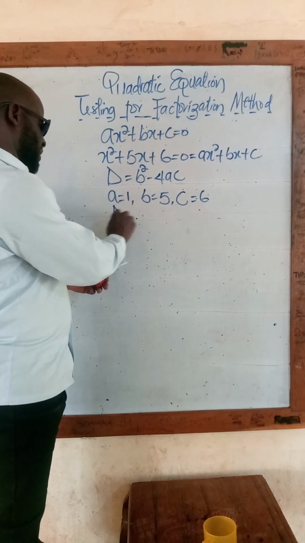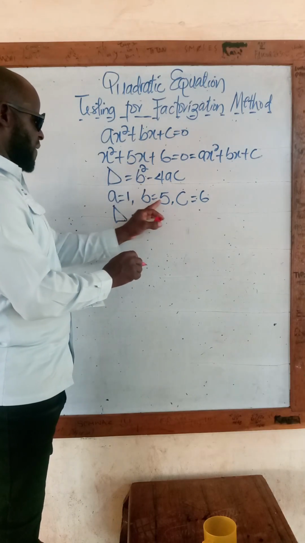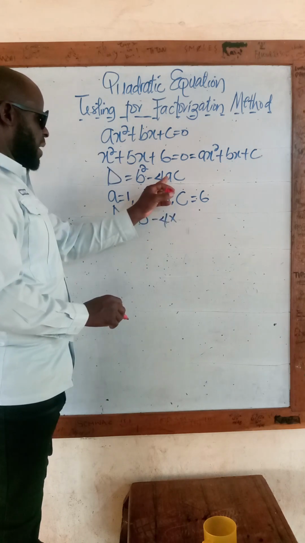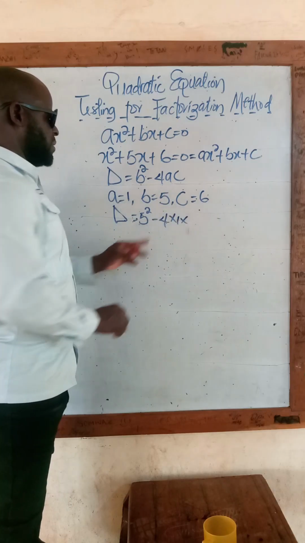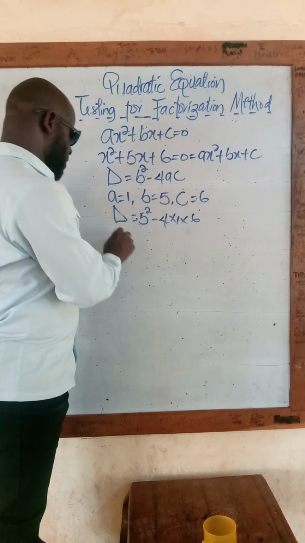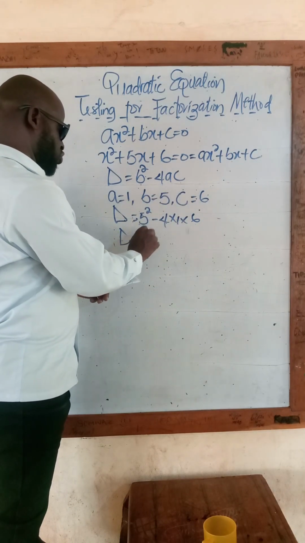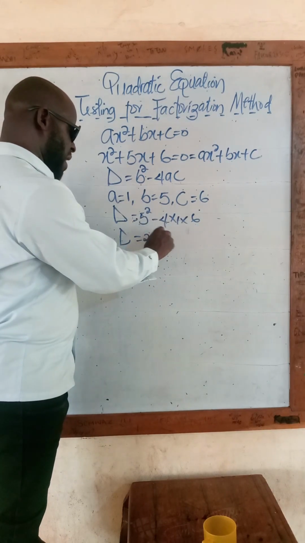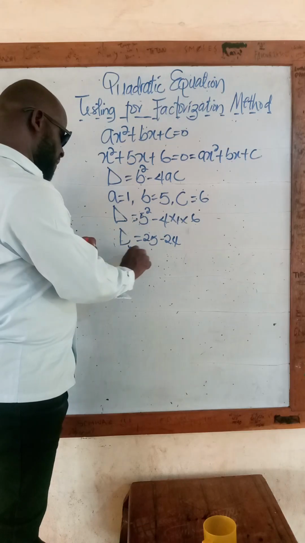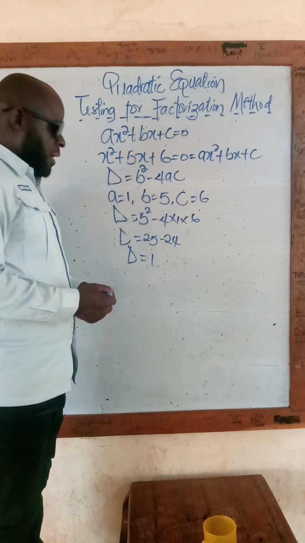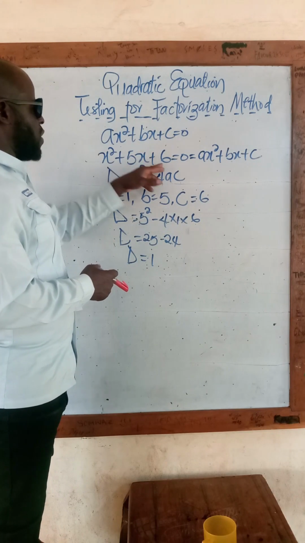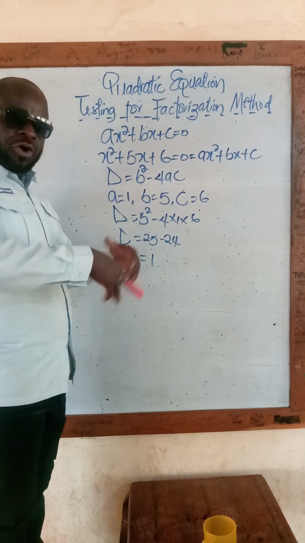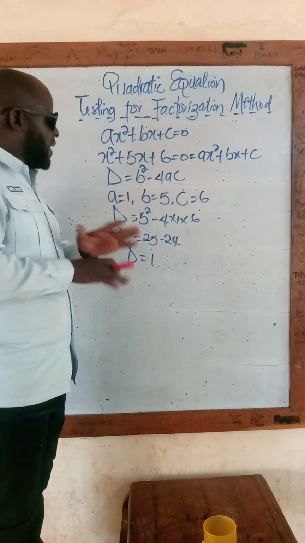So here you have d equals b squared, that is 5 squared, minus 4 times a, which is 1, times c, which is 6. You have d equals 25 minus 4 times 1 gives 4, times 6, you have 24. Your d equals 1. It means that this problem can be solved using the method of factorization. And then you can go ahead and apply the method without stress.